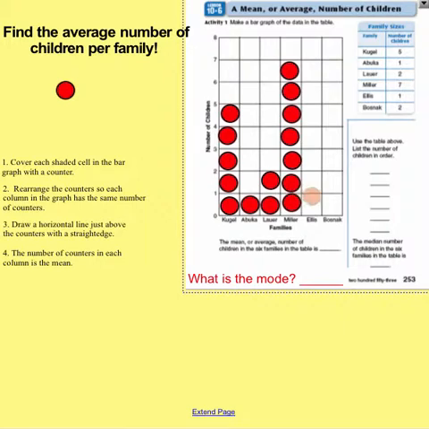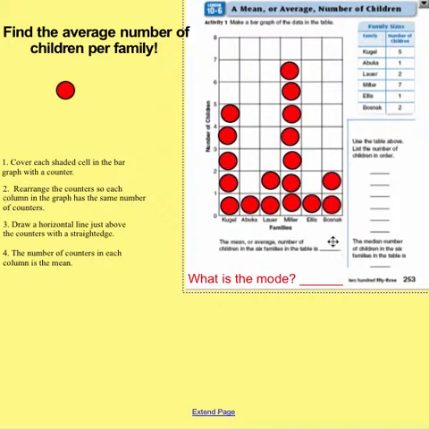Ellis family has 1. And finally, I can't really read the name on that, but it looks like Bosnack. Okay, 2 people. 1 and 2. Well, that wasn't so hard. Great job, Mrs. Gonzalez. Thank you. So we've done number 1. Cover each shaded cell in the bar graph with a counter.